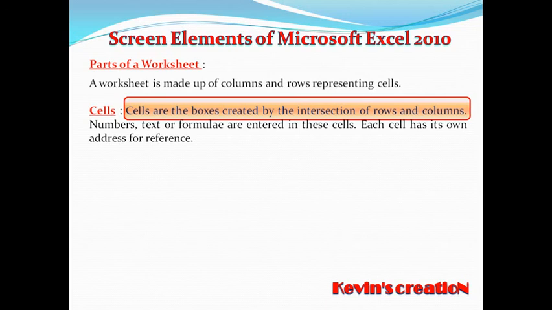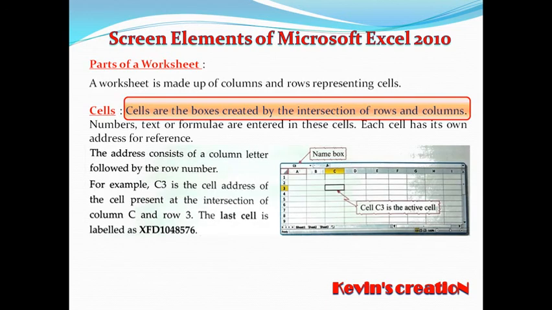And how are they created? By the intersection of rows and columns. Numbers, text, formulae, all these things you can enter in these cells. Now each cell has its own address for reference. Now look here.